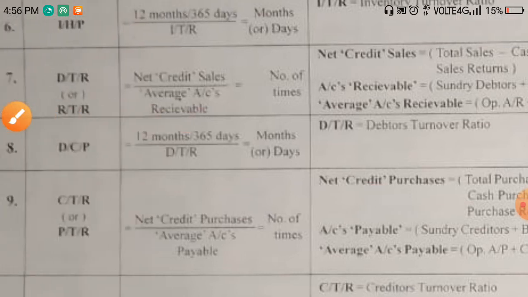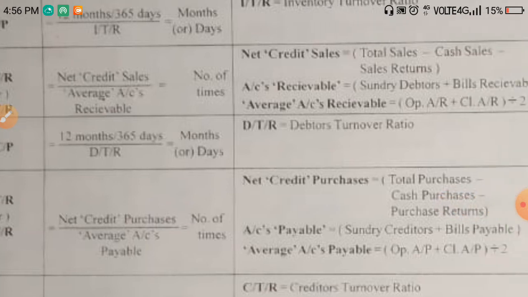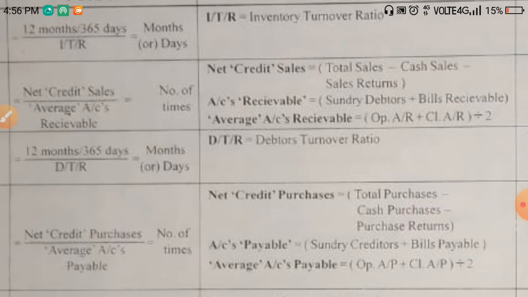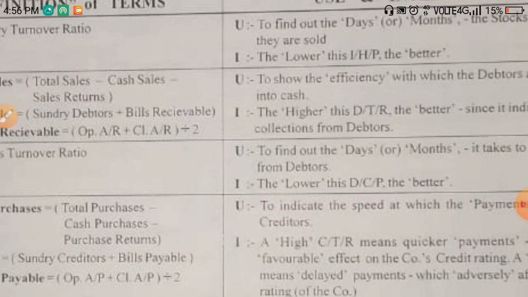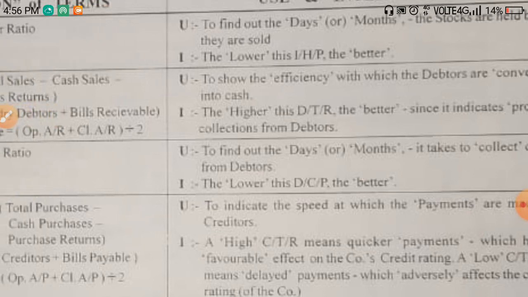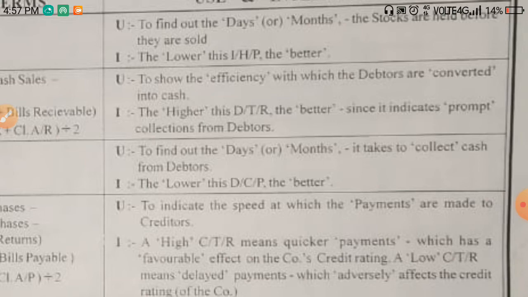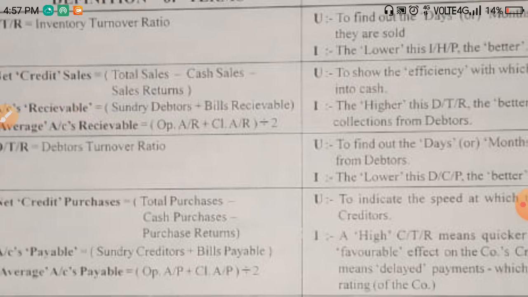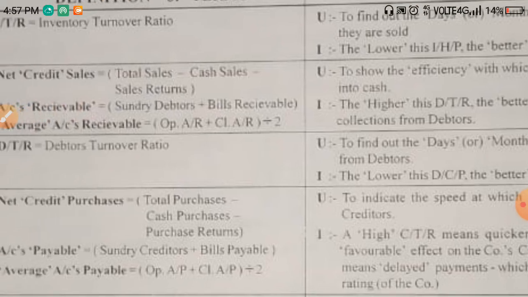So with that we need to calculate debtors turnover ratio. Why are we taking net credit sales? Debtors arise in case of credit sale. How to get credit sales? Total sales minus cash sales, you will get credit sales. It is used to show the efficiency with which debtors are converted into cash. How many days our debtors take to be converted into cash, in how many days they are realized, we need to know that. A higher debtors turnover ratio is better since it indicates prompt collection from the debtors. The sooner the better.